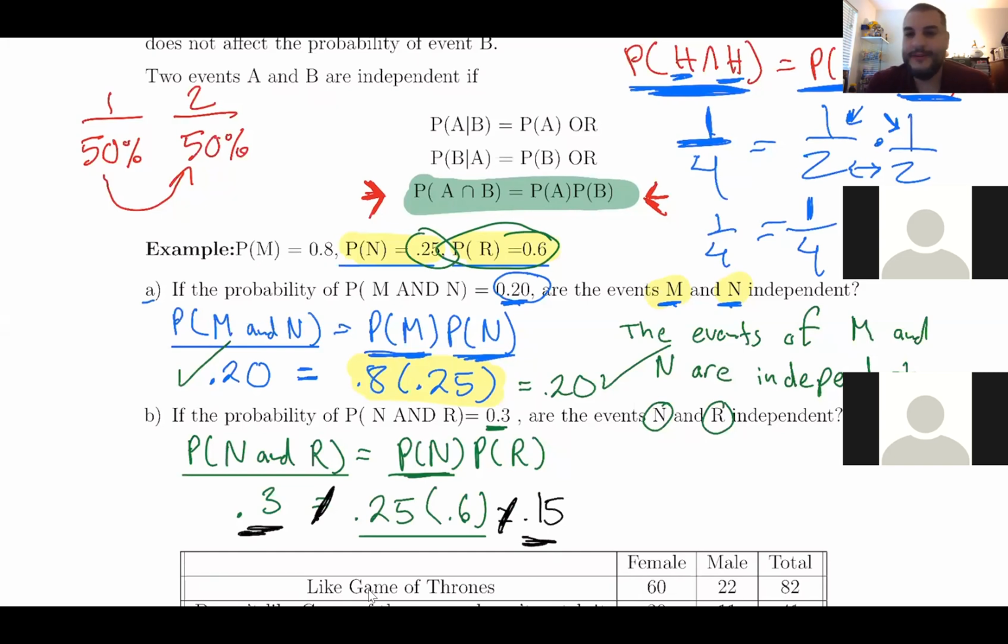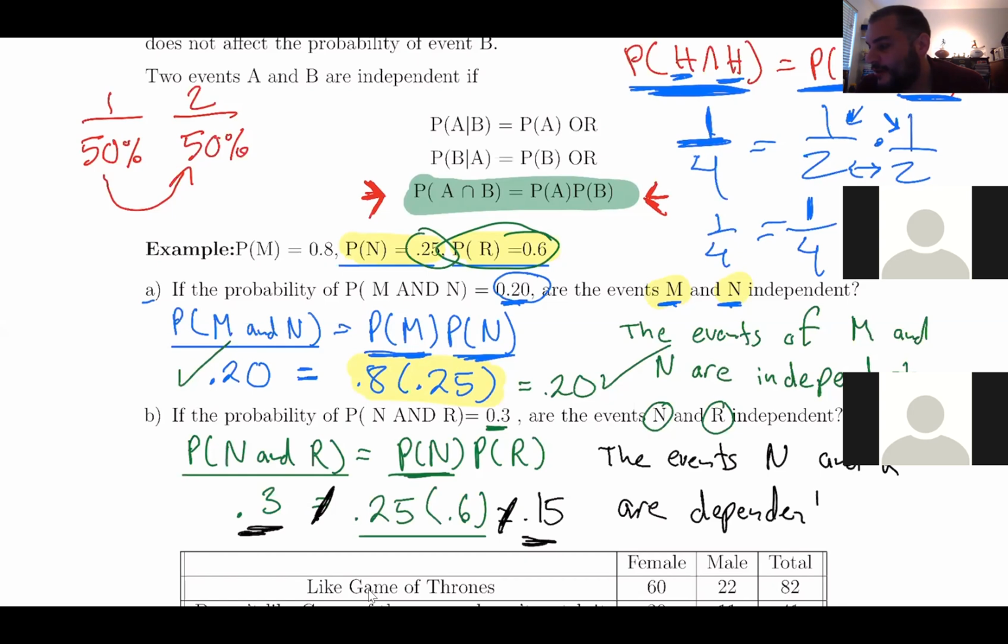Since they're not equal, we're going to say the events n and r are dependent on each other. And that'll be it in regard to B. Since the left side is not equal to the right side, the events are not independent. They're actually dependent on each other. If they're independent from each other, both of the probabilities should be the same. Since they're different, we're going to say they're dependent.